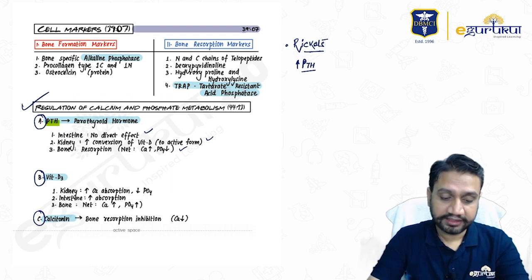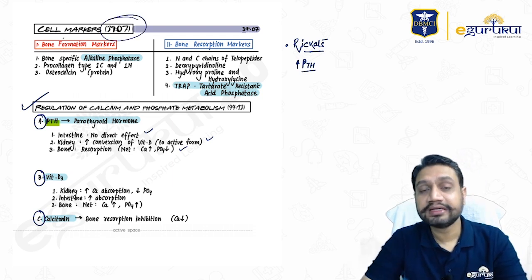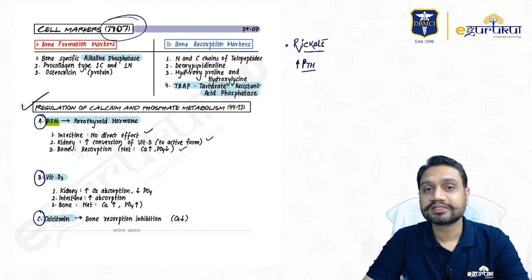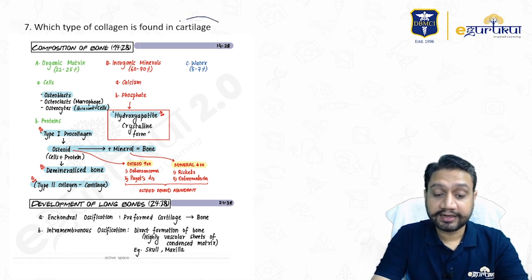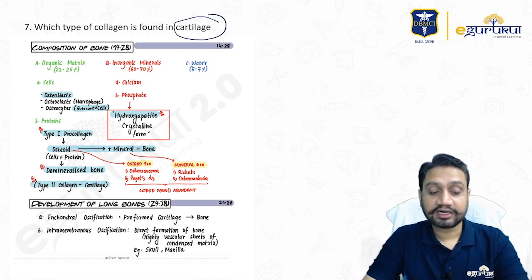Okay, so this is again somewhere around the 39-minute mark of the cell markers in the basic anatomy and physiology of the bones. This is what we have discussed there, right? Which type of collagen is found in cartilage? Again, I repeat, the focus in our classroom is on the collagen which is found in the bones.